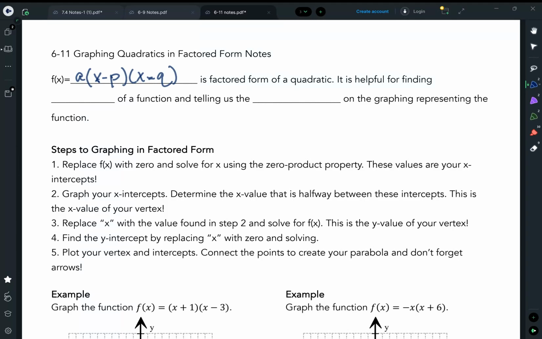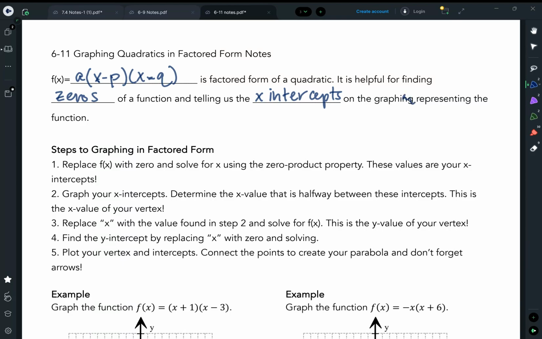It is helpful for finding zeros of a function when we have this form, and telling us the x-intercepts on the graph, representing the function.